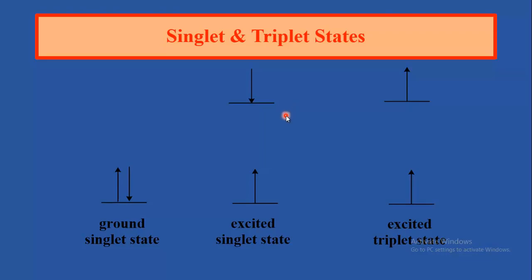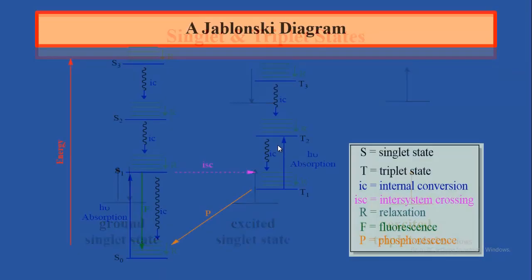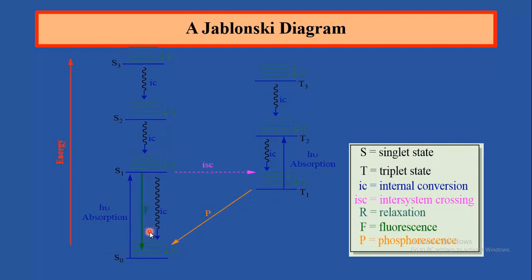And if their spin change delta S is 0, then they are allowed transitions. This can be explained by a Jablonski diagram. Here in the singlet state internal conversion takes place, but in the triplet state intersystem crossing takes place, then our electron will go from the singlet state to triplet, and energy is also absorbed, and this is the triplet state and this is the singlet state.